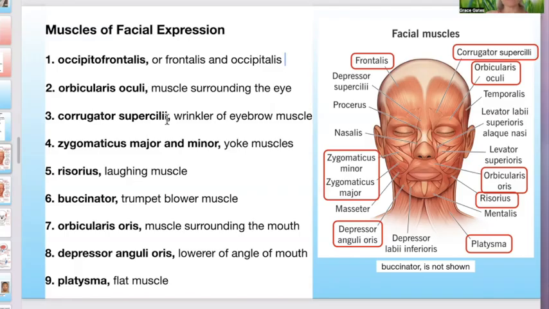The corrugator supercilii, which is the wrinkler of the eyebrow muscle. The zygomaticus, major and minor. The word zygomatic actually means yoke, as in a yoke that you put on the neck of an ox. It just happens to be the Latin word that they used. The risorius, which is the laughing muscle. The buccinator, which is the trumpet blower muscle. The orbicularis oris, which is a sphincter muscle that surrounds the mouth. The depressor anguli oris, which literally translates to the lowerer of the angle of the mouth. And the platysma, which is a flat muscle.